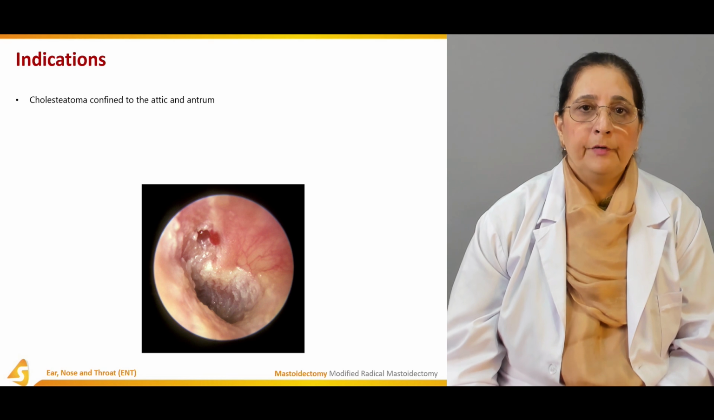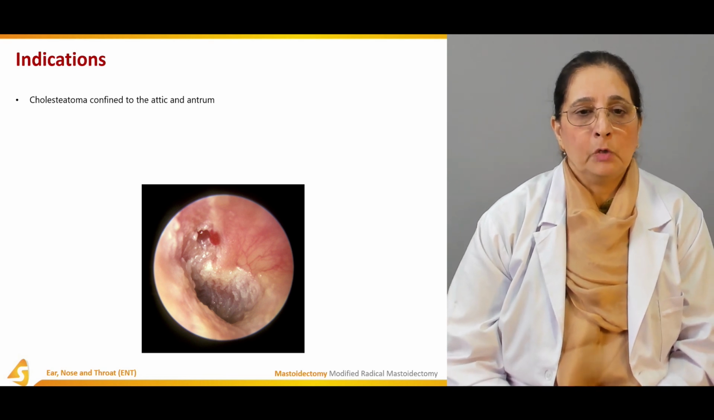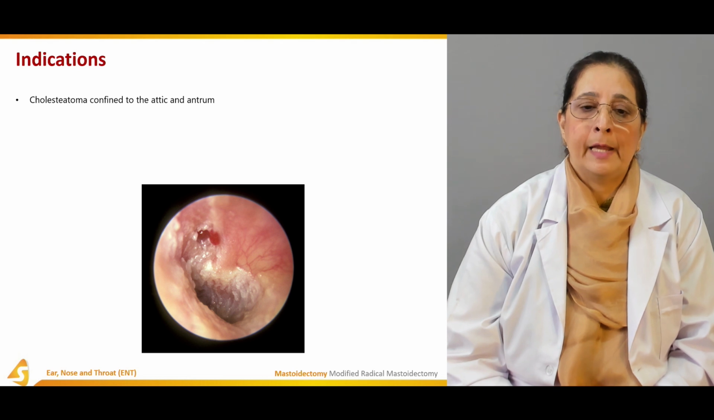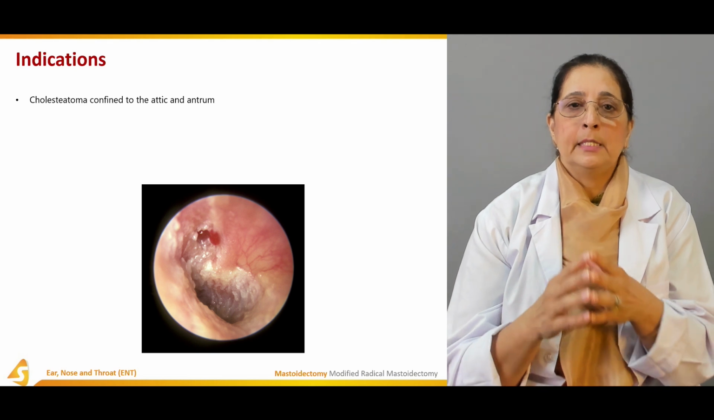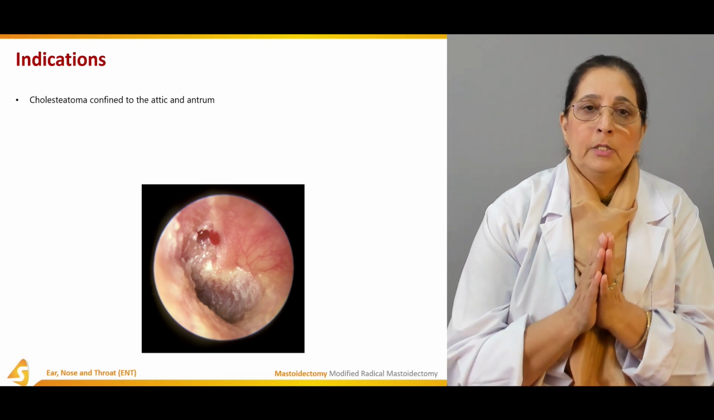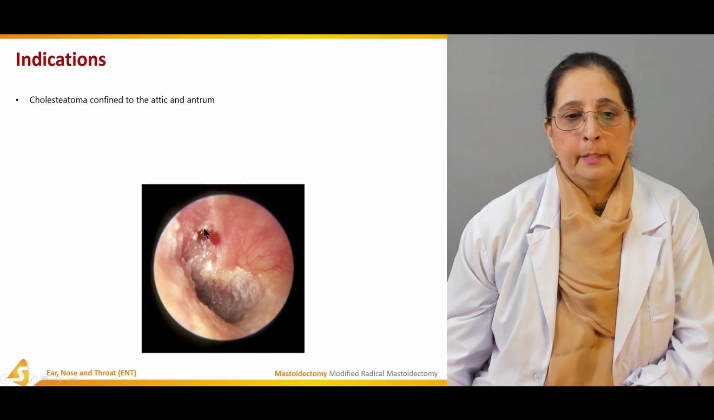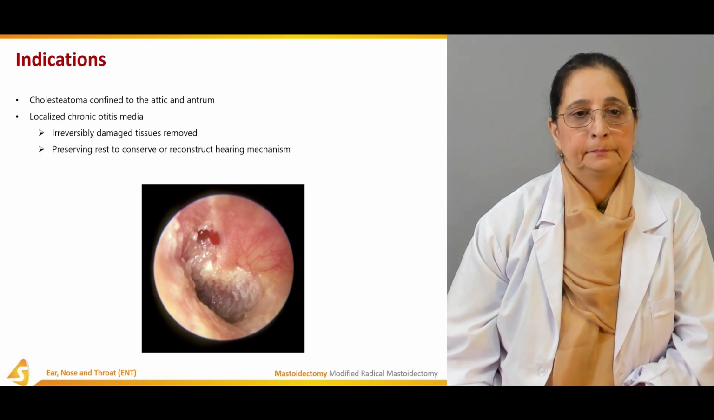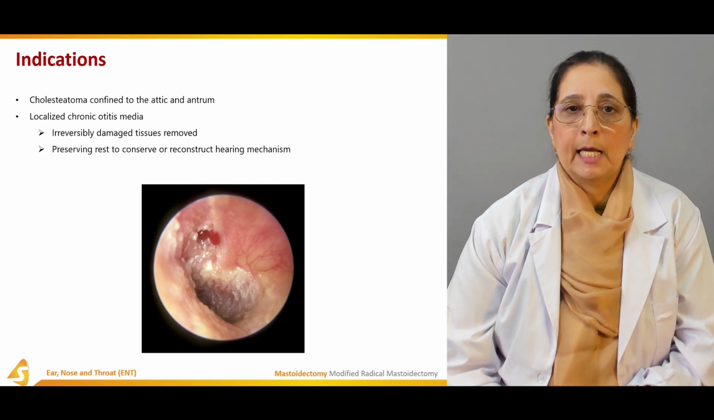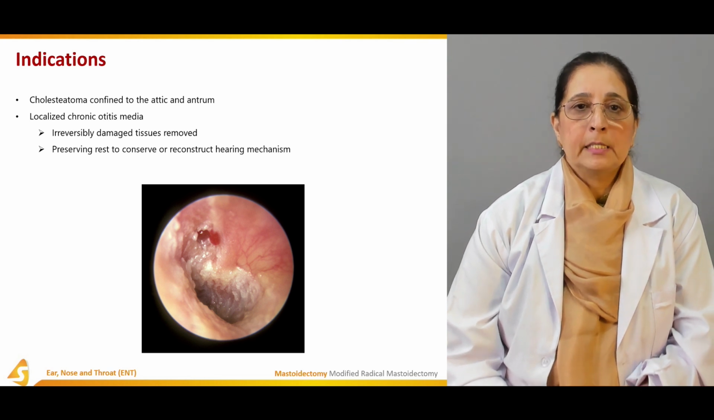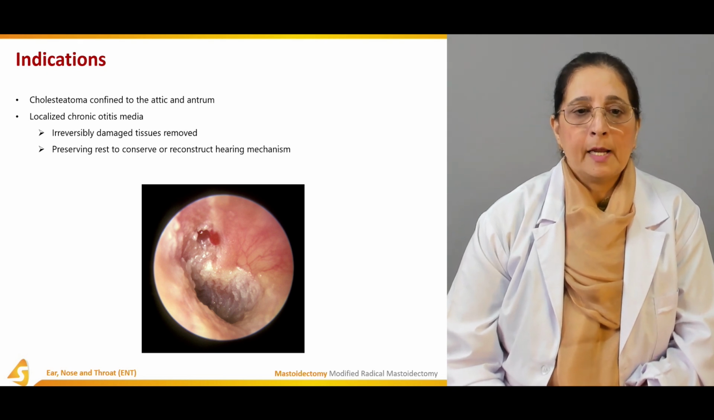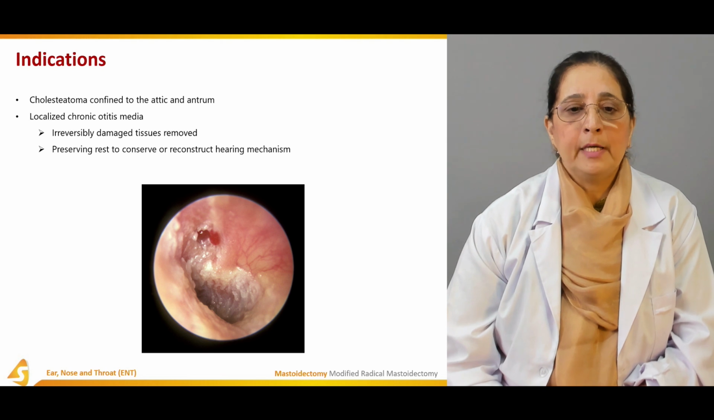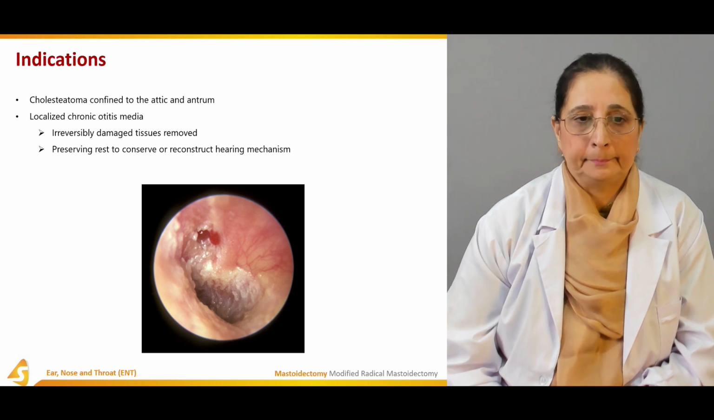Indications of modified radical mastoidectomy: cholesteatoma confined to the attic and antrum. In this case, we are mainly dealing with problems limited to the attic and the antrum. So cholesteatomas which are confined to the attic and the antrum. Also localized chronic otitis media, where irreversibly damaged tissues are removed, preserving the rest to conserve or reconstruct the hearing mechanism.